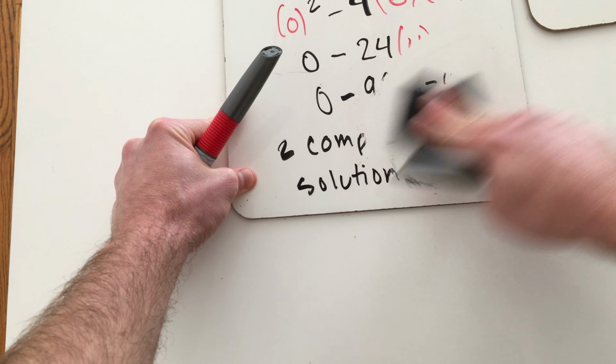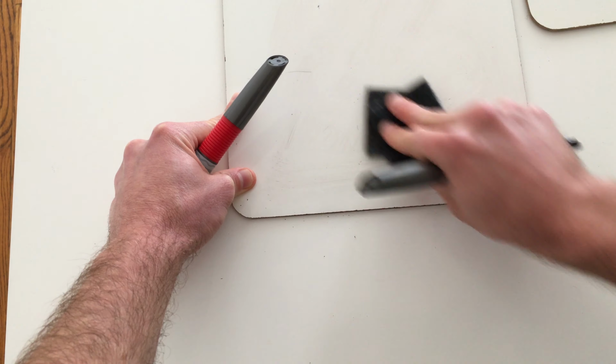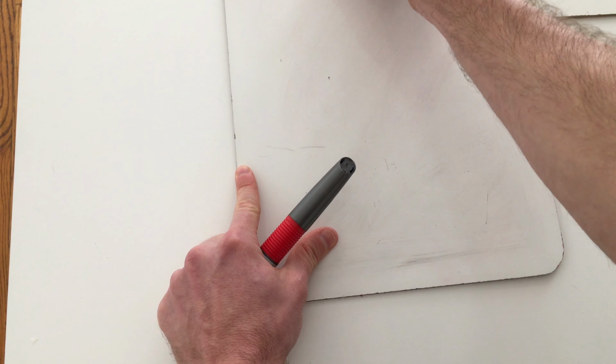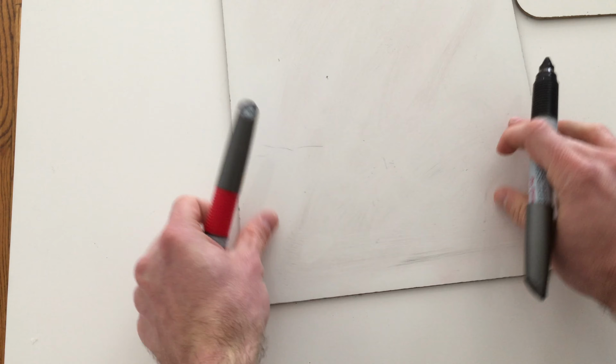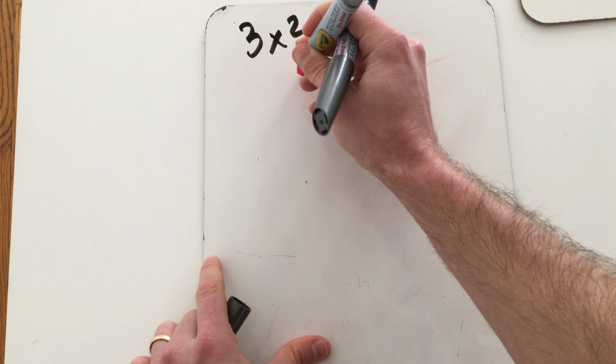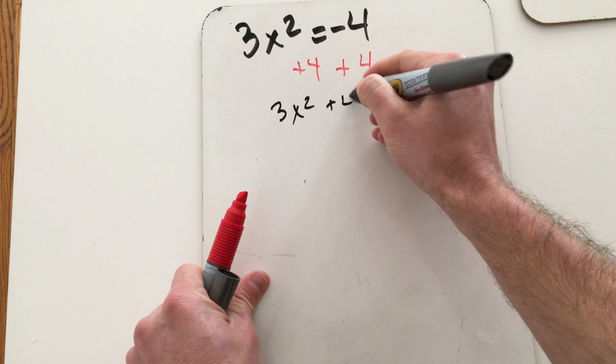Let's do one last example that's a little bit different. All right, in this example, we're going to have to do something before we can solve. If you'll notice in all the other examples, the equation was set equal to 0. Oh, sorry, you can't see that. There you go. This one said equal to negative 4. So the first thing we have to do is actually get it equal to 0 first. So if we add 4 to both sides, then this will be equal to 0. 3x squared plus 4 equals 0.